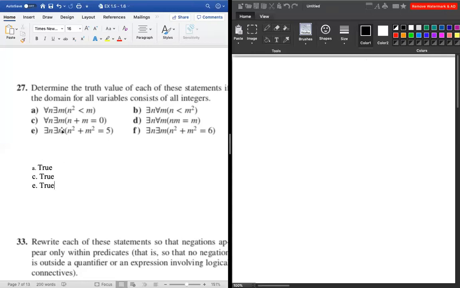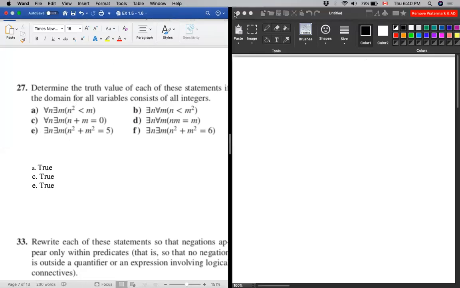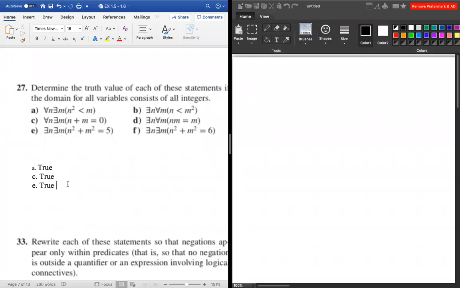But if we change the quantifiers, let's say if I make this existential a for all quantifier, right? Then this one here will be false. Why is it going to be false? Well, because this statement can only hold for a few of them, right? They cannot hold for all of them.